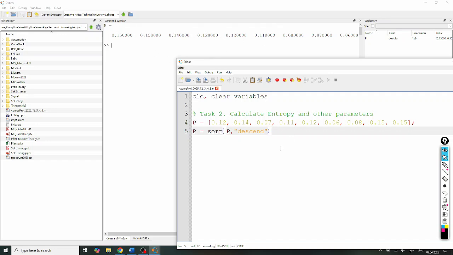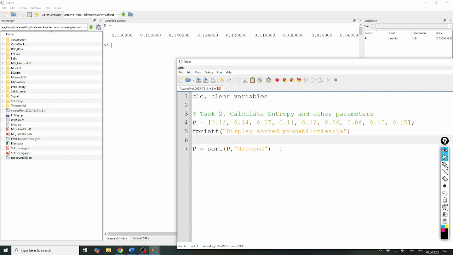Another good thing to do is, well, let's have printf, display sorted probabilities.